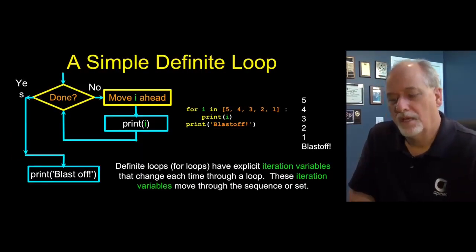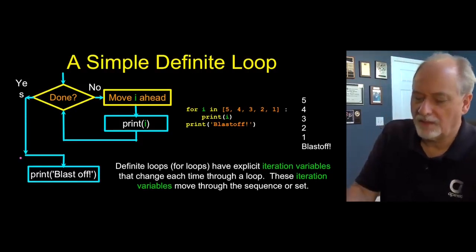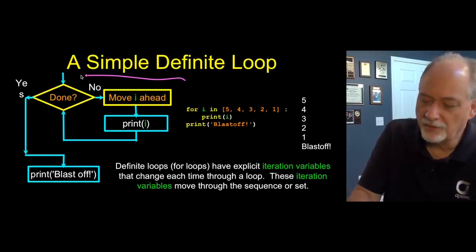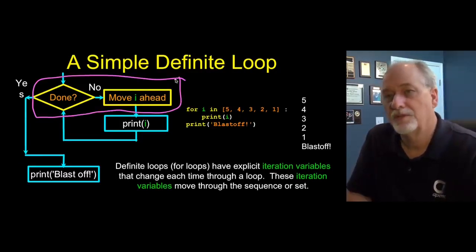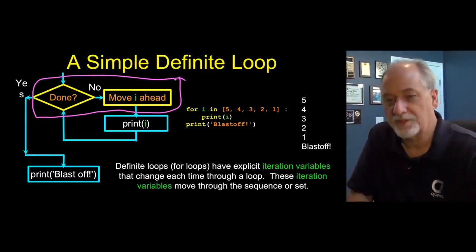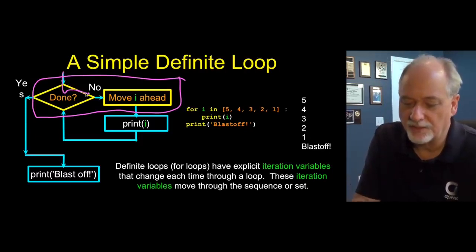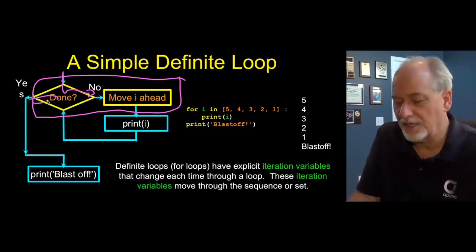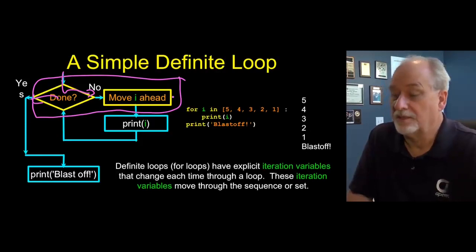So if we try to draw a picture of what this is really doing, the for loop is actually doing a whole bunch of stuff that we would have to do with maybe separate statements in the while loop. First, it decides how many times to run the loop, so it's answering the done question, which way do we go, and it is also then moving I ahead. It's managing the iteration variable. If you go back to it, it's initializing it too.